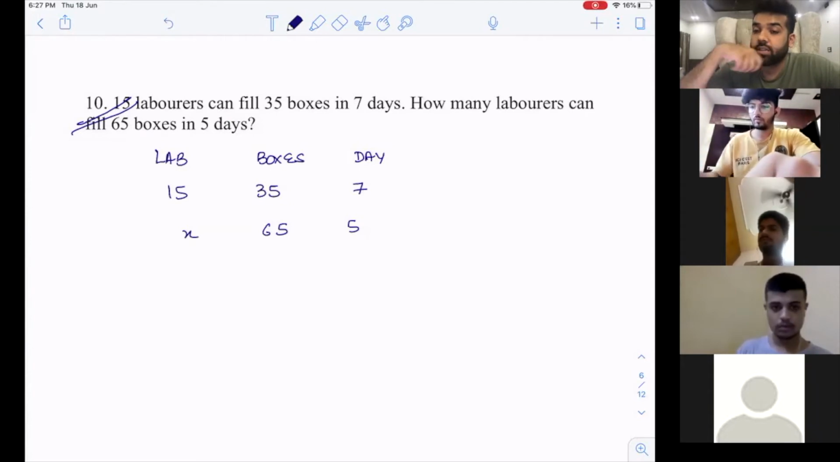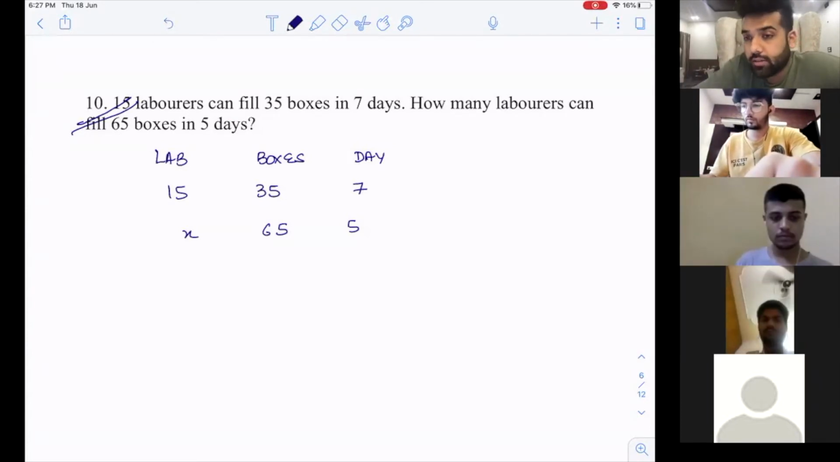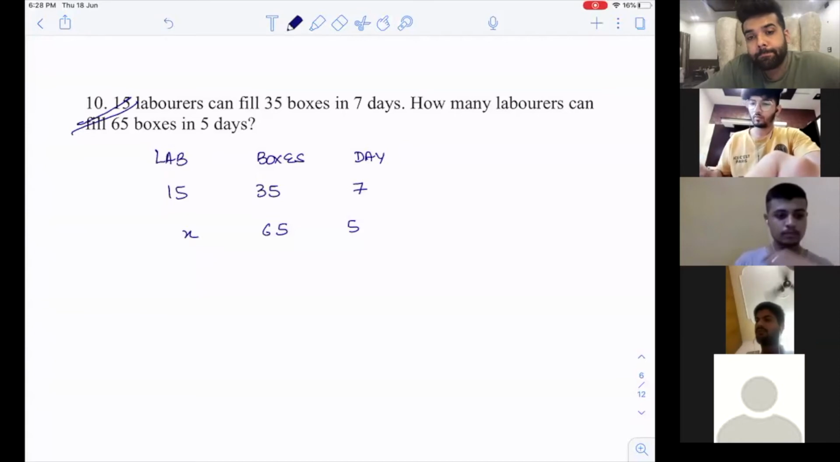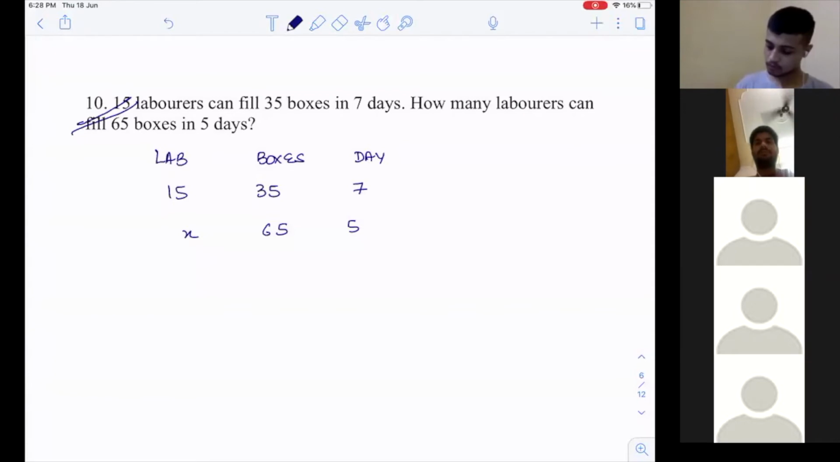39, sir. 39 is the correct answer. Anybody else has got the answer? Rishabh, are you trying this? Have you got the answer? Anybody else has not got an answer? Who has not been able to get the answer?